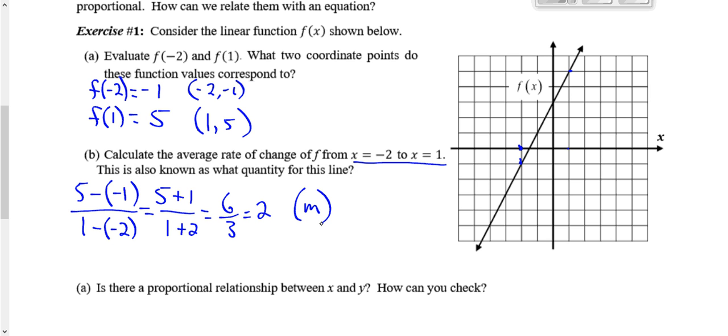Why is that a part A? That's weird. Yeah, probably should be C and D, huh? Yep.